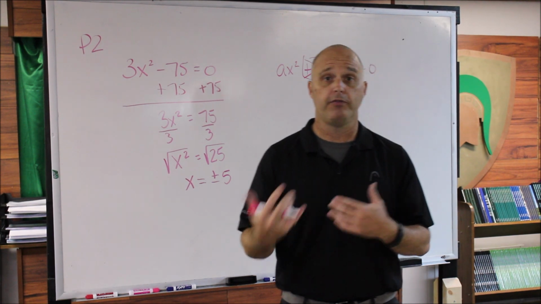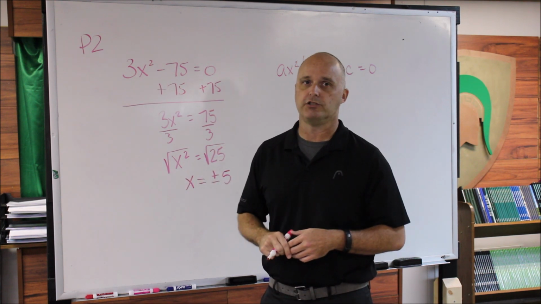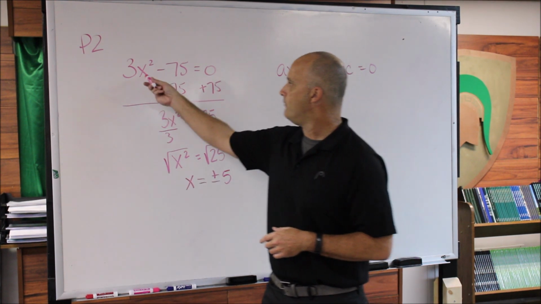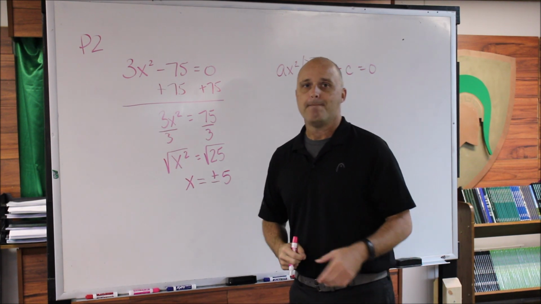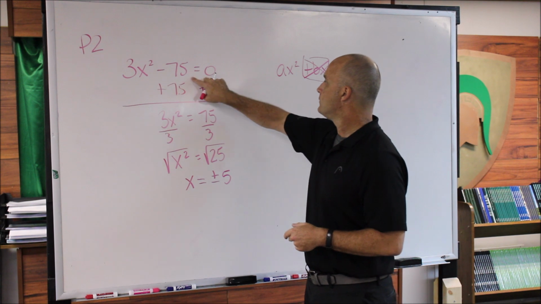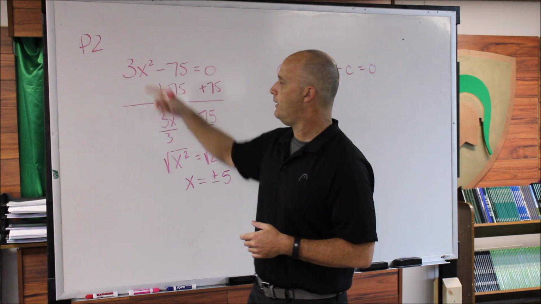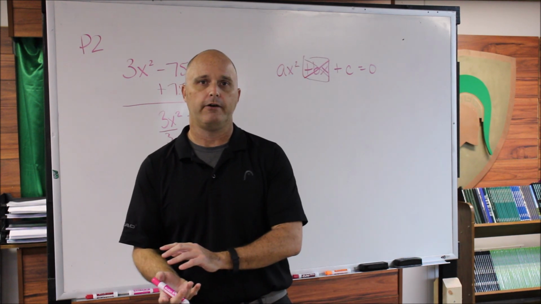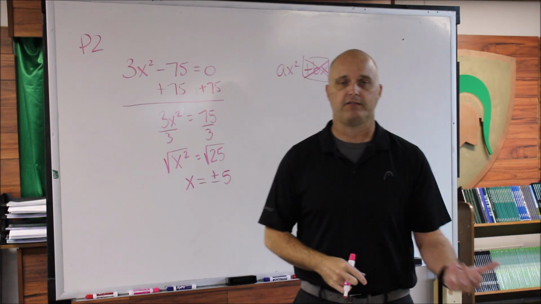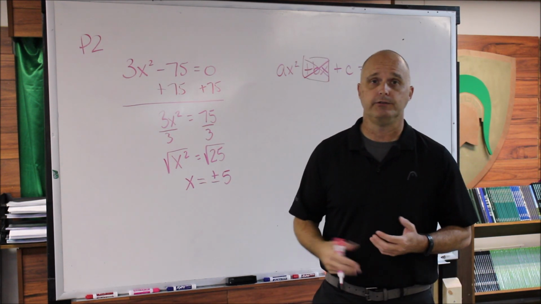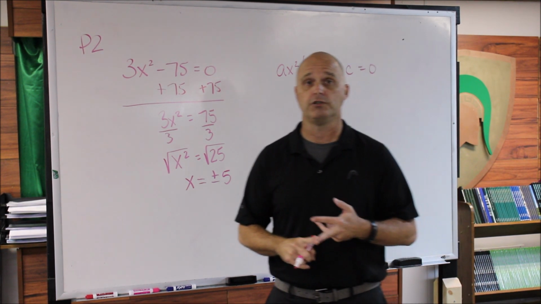To show you that both of them are in fact solutions, we take them and we put them back into the original equation. So take positive 5 and plug it in for x. 5 squared is 25, times 3 is 75, minus 75 is 0. So 0 equals 0, so we get a true statement there. Then if we take negative 5 and put it in for x, negative 5 squared is going to give us 25. 25 times 3 is 75. Subtract 75 and you're left with 0, and 0 does in fact equal 0. So we know that both positive 5 and negative 5 are going to be solutions to this problem.